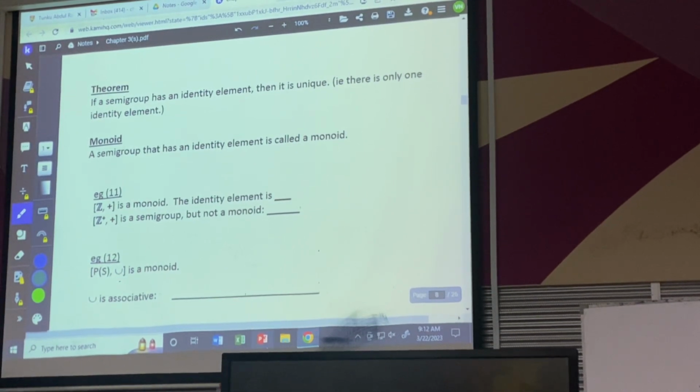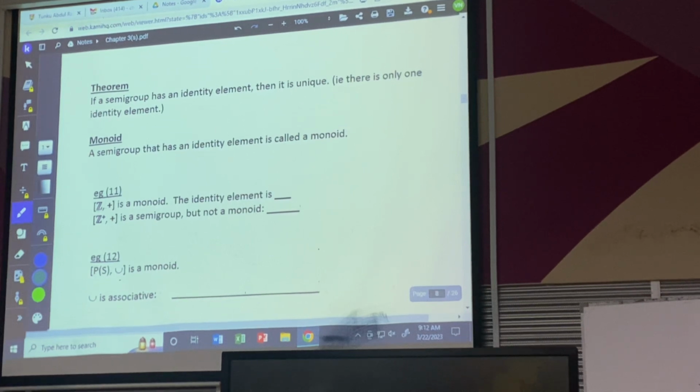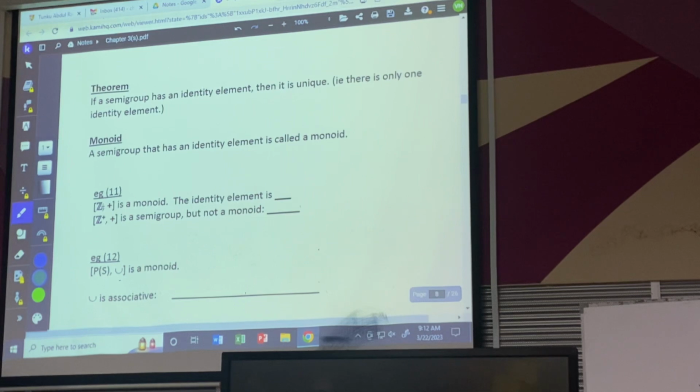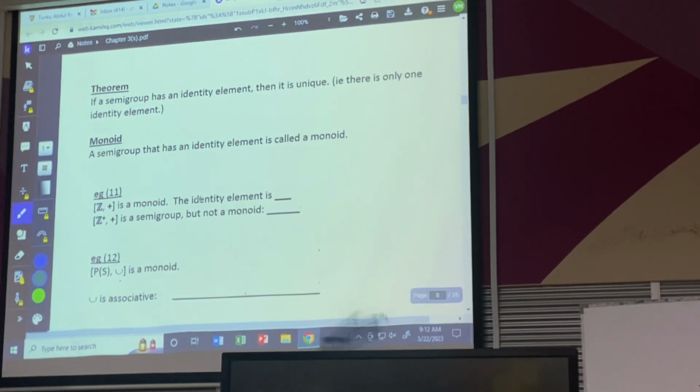So how do we want to determine the set of integer with plus is a monoid? This one we already proved in the previous part that it is associative for plus under the set of integer. So here we don't show the associative here. But if the question asks to determine this is a monoid, you need to start to show from associative. Because you need to show that it is a semigroup first, and then you find the identity, then only you can conclude that it is a monoid.